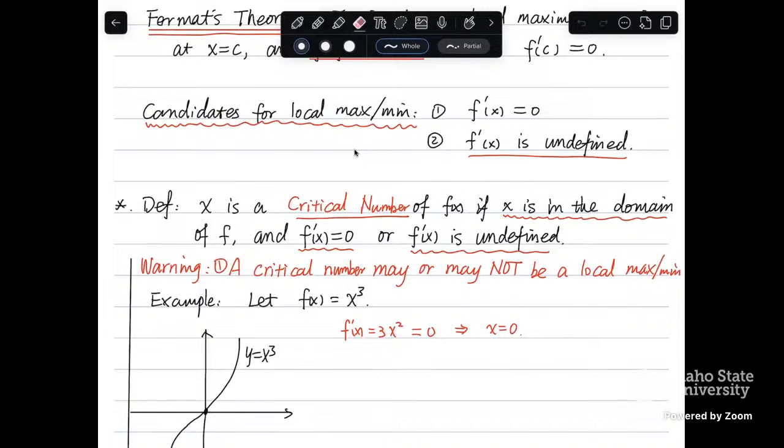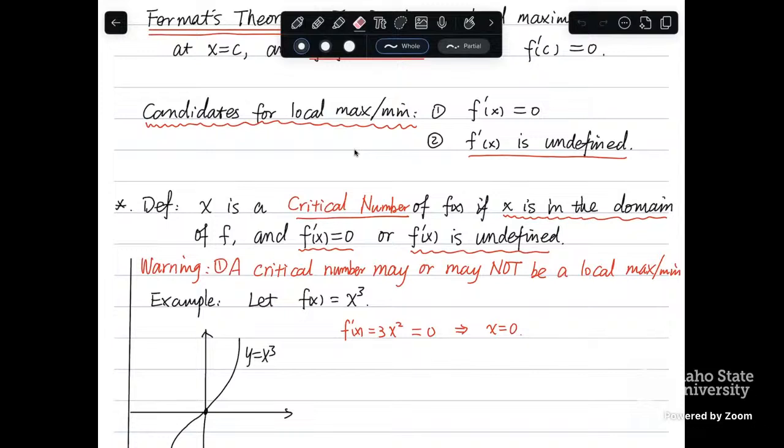Okay, so let's continue. Last time we gave a brief introduction about this maximum value, minimum value problem. So we introduced the definition. What do we mean by local maximum, local minimum, and global maximum, global minimum?